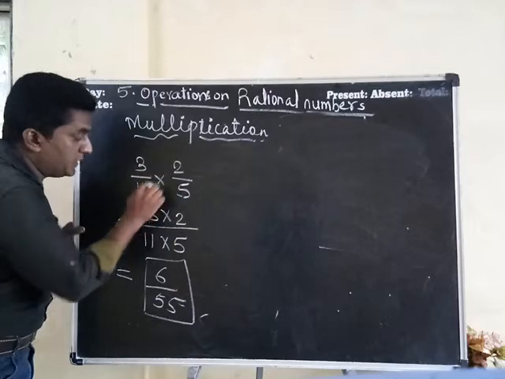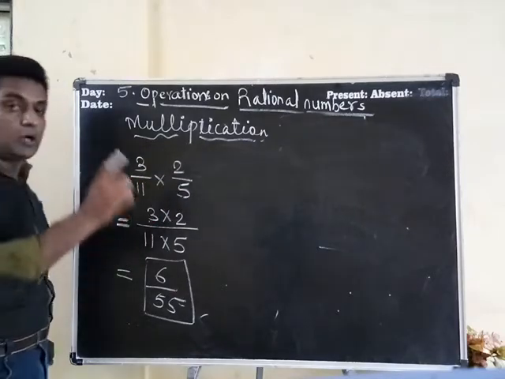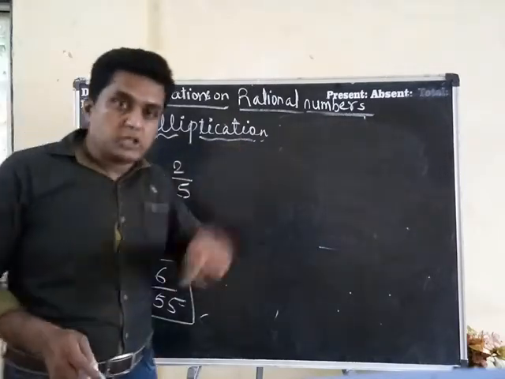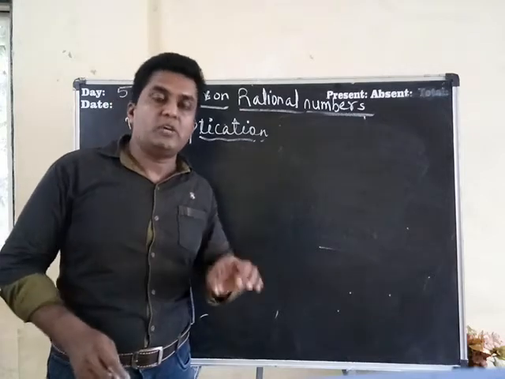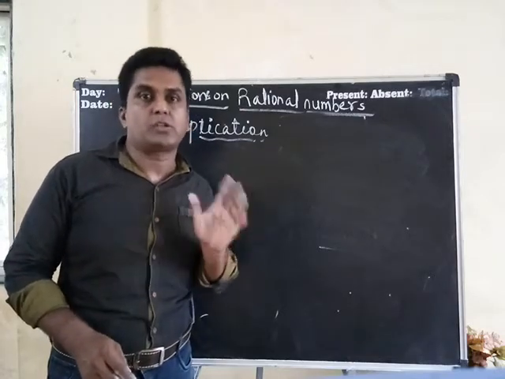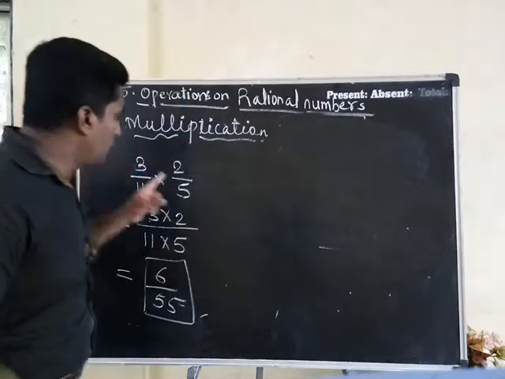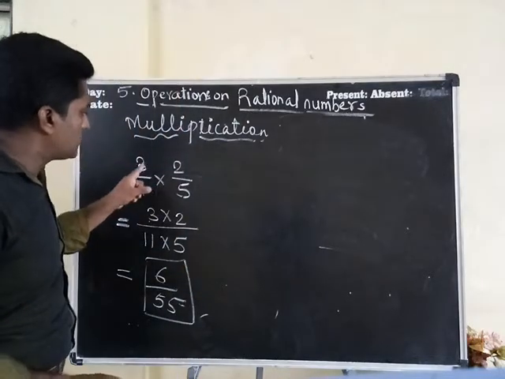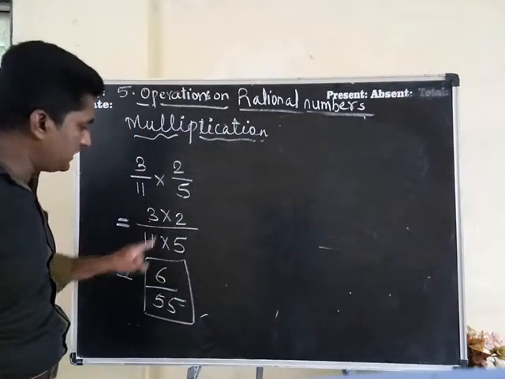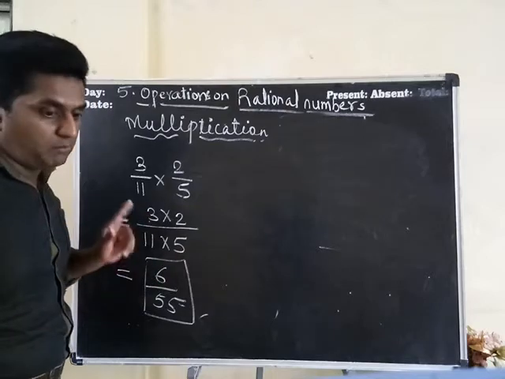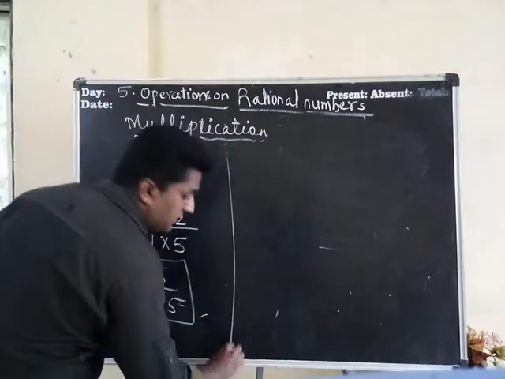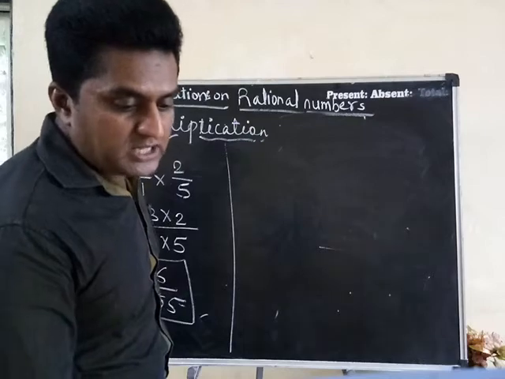Here no need of doing cross multiplication, because it is not addition or subtraction. Cross multiplication is to be done only when we are doing addition or subtraction of fractions. While doing multiplication of fractions, simply two numerators are multiplied and two denominators are multiplied. This is the first sum. Let us see the second here.